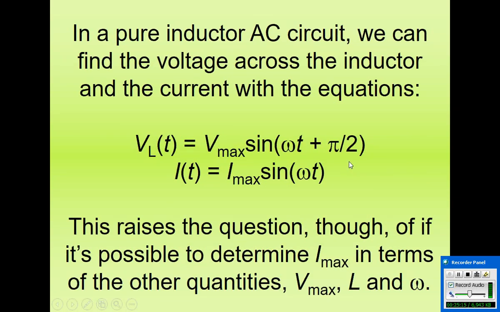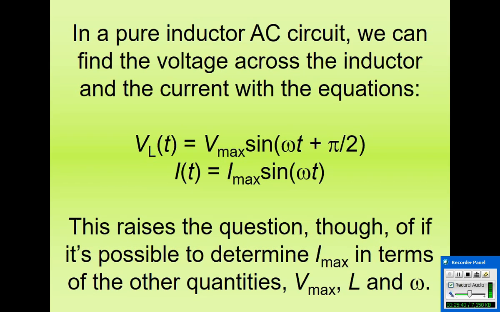And our expressions for the voltage across the inductor compared to the current through the circuit: the voltage across the inductor is equal to the maximum voltage times the sine of omega t plus pi over 2. And the current we're still leaving as our reference, meaning we're going to keep its phase shift at 0. So I max times the sine of omega t.